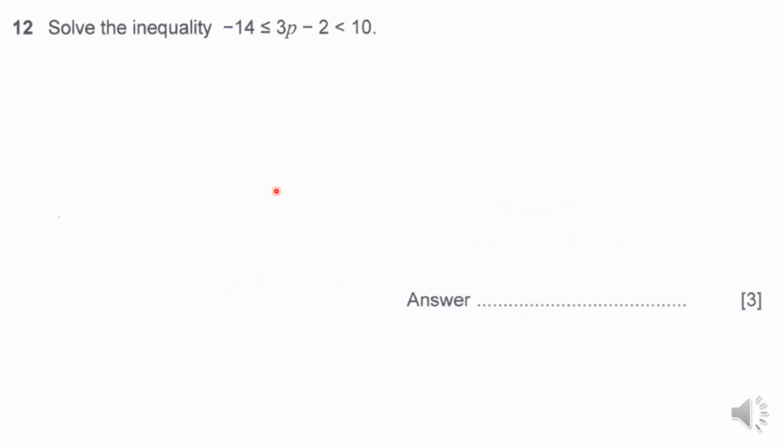Question 12, you have got an inequality that needs to be solved. So you have got two inequality signs. There are different ways that you can do this one. What I did is I first added 2 because I want to isolate that p in the middle. So I add 2 on both sides of the inequality. Once I add 2 to the negative 14, and add 2 here, I'm just left with 3p in the middle now. Negative 14 plus 2 is negative 12, and 10 plus 2 is 12.